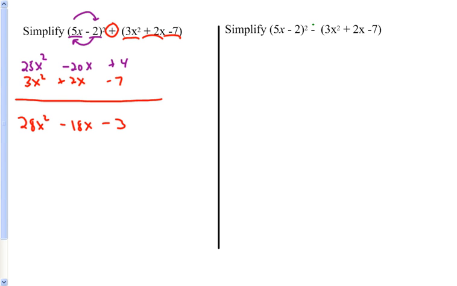Now, if I'd been subtracting instead of adding, I'd start off the same. First times first, last times last, negative 10, negative 10, negative 20x in the middle. But because I'm subtracting, I'm going to add a negative 3x squared, a negative 2x, and a positive 7.